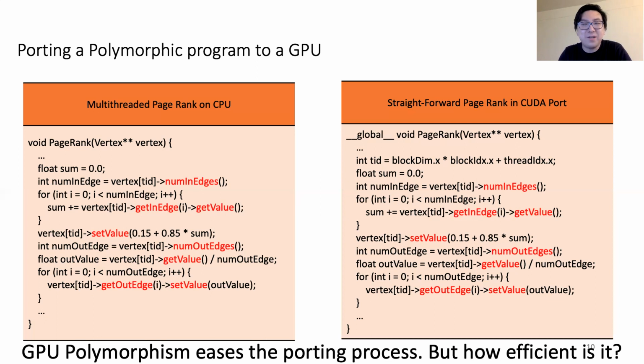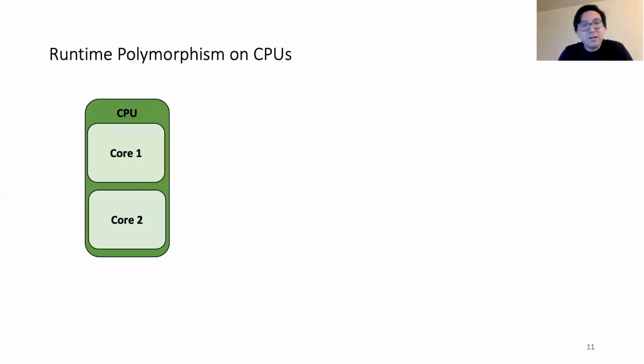We examine how efficient such code is, explore the space where the overhead can be mitigated, and suggest open areas of future research. To understand the implementation of runtime polymorphism in contemporary CUDA, we begin by reviewing the implementation of runtime polymorphism on CPUs. In this example, we assume a two-core CPU accessing two objects of different types.